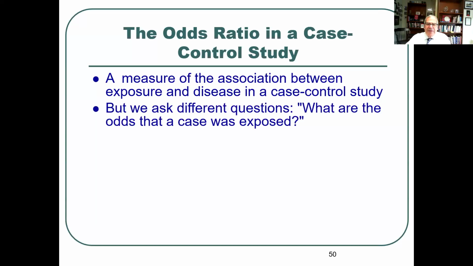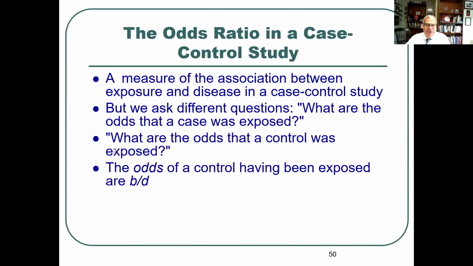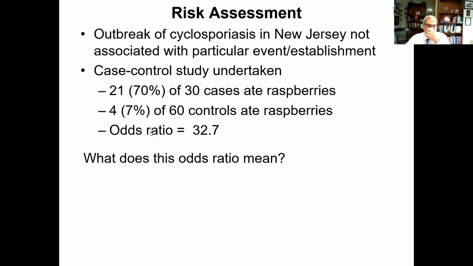And again, you're asking the question here: what are the odds that a case was exposed, because you're starting with the cases? What are the odds that a control was exposed? And you calculate the odds with this calculation and then calculate the odds ratio.